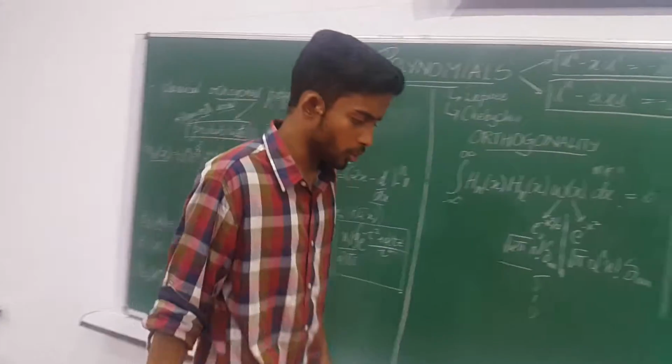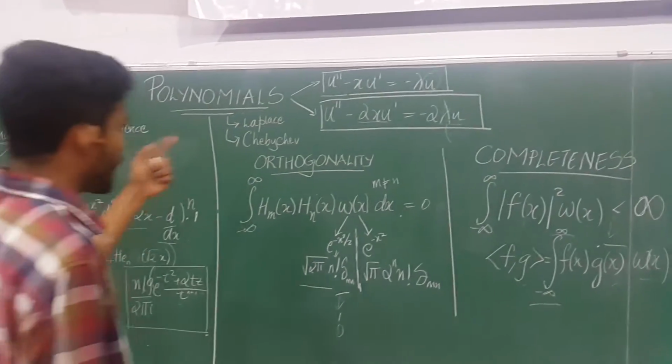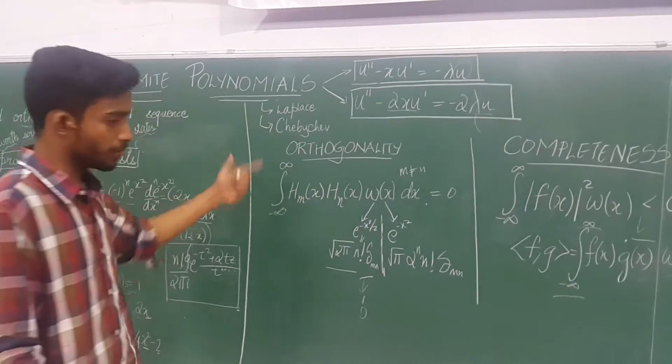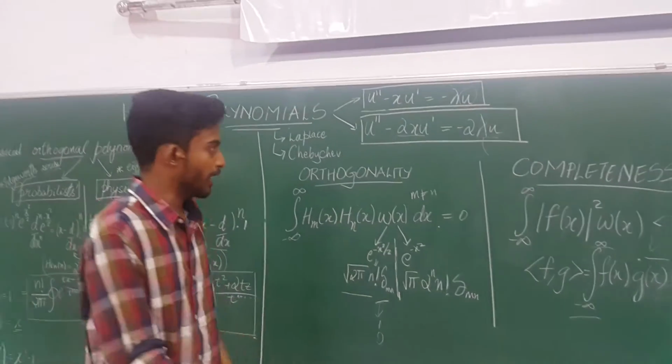And let us now know the history of Hermite polynomials. Hermite polynomials were started by Laplace and developed by Chebyshev but finalized by Hermite, and they are named Hermite polynomials.